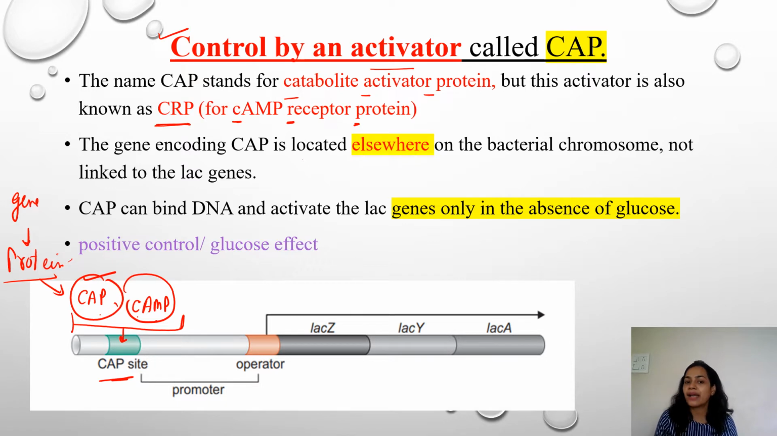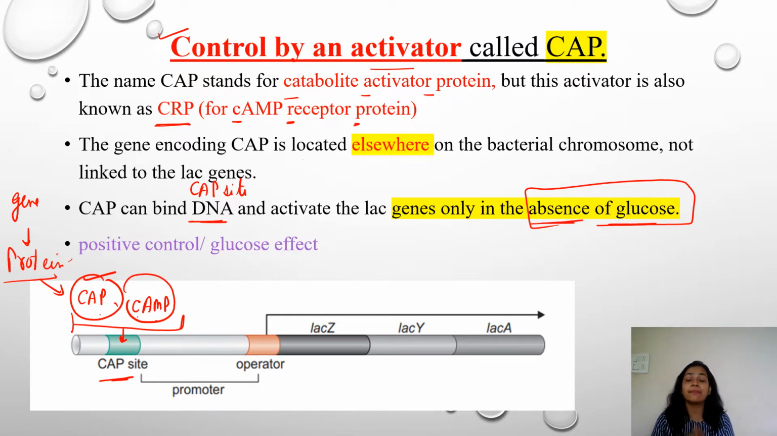The CAP can bind the DNA, and at which point on the DNA it can bind is the CAP site, right, and activate the lac genes only in the absence of glucose. Very important. This effect of the CAP protein is also known as the glucose effect. Why? Because the CAP protein will come into action whenever the glucose is concerned.